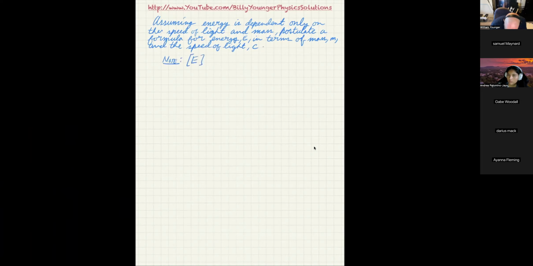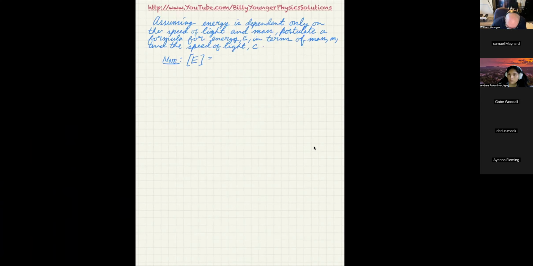Note, when I write a variable like E inside of a square box like that, that means I'm just asking for the units or the dimensions. I haven't taught you what I mean by dimension yet, but they're closely related to units. So whenever I write something in square brackets like that, I'm saying, let's forget about what E is. Just tell me what the units are, or tell me what the dimensions are.